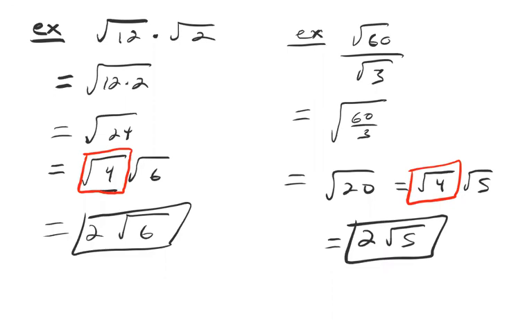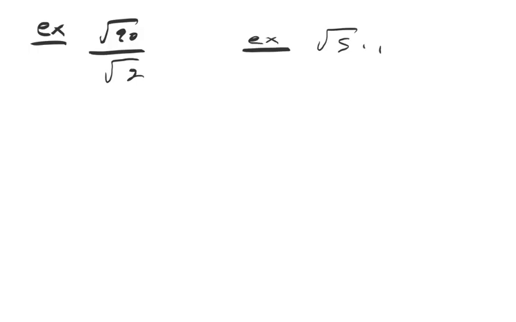Okay, I'm going to have you try a couple like that here. I'm going to give you 2 of them. So look at this one. Square root of 90 over square root of 2. Try that one. And then the second one is the square root of 5 times the square root of 50. Try those and report your answers here as soon as you get done.